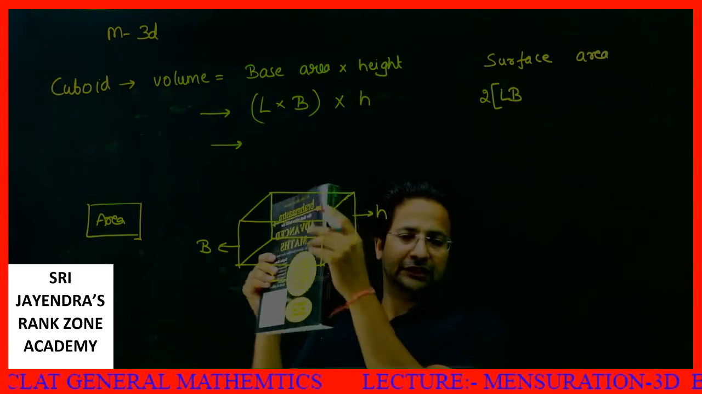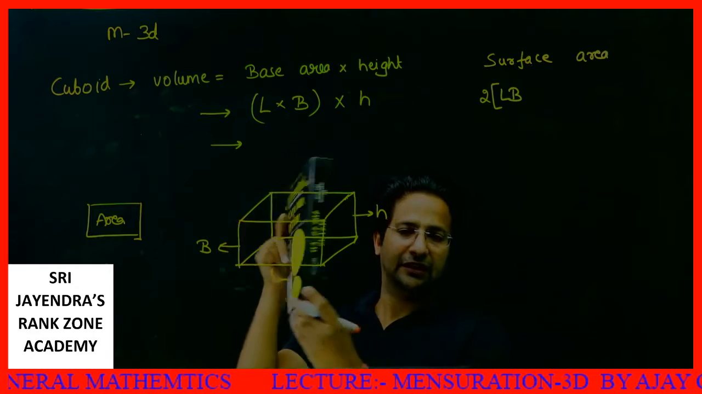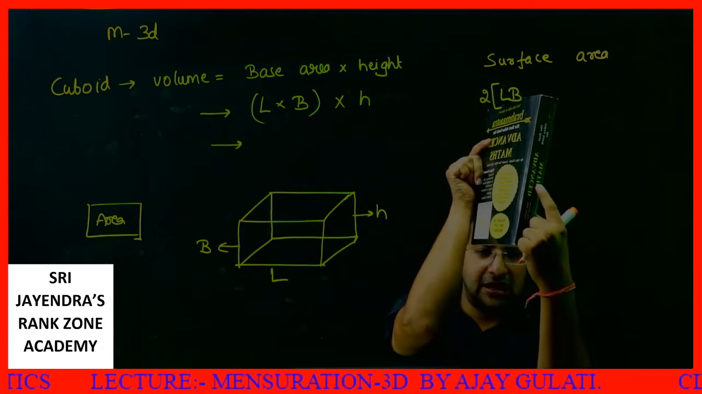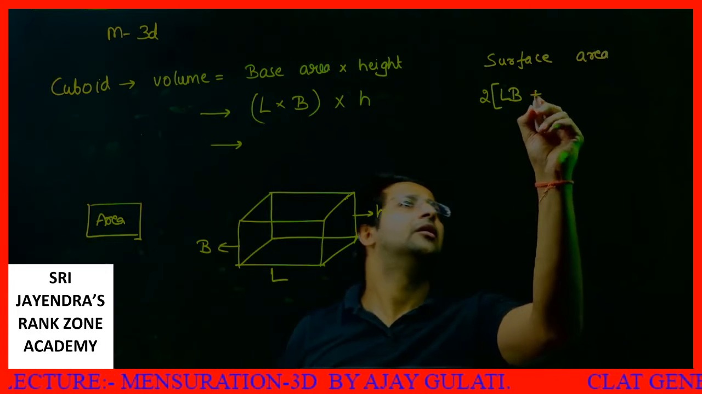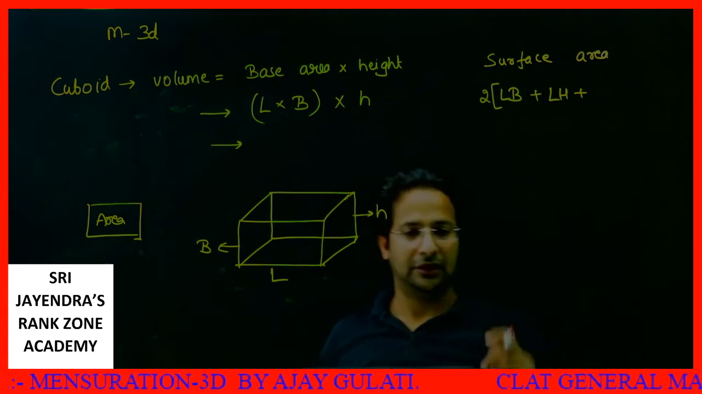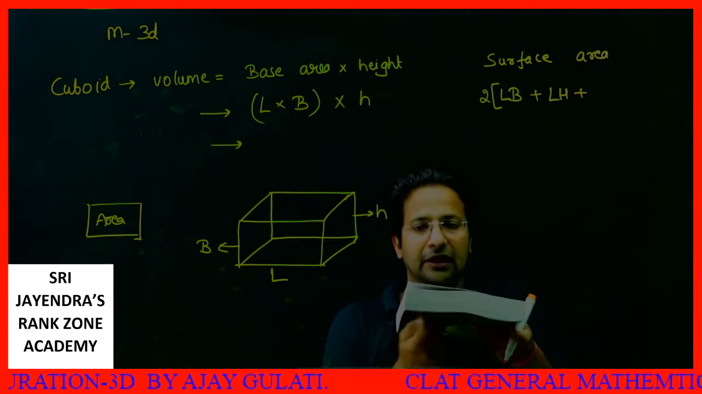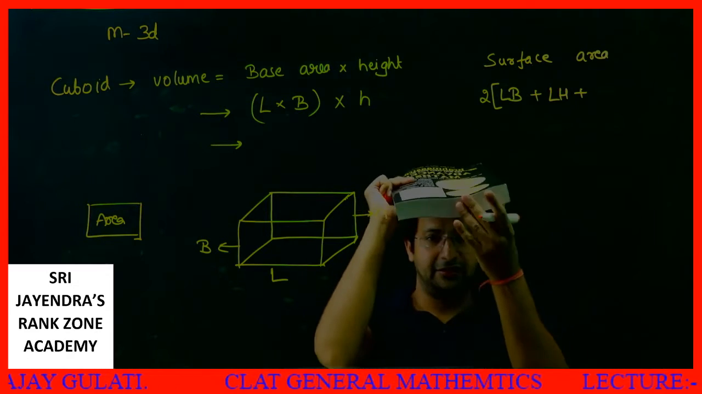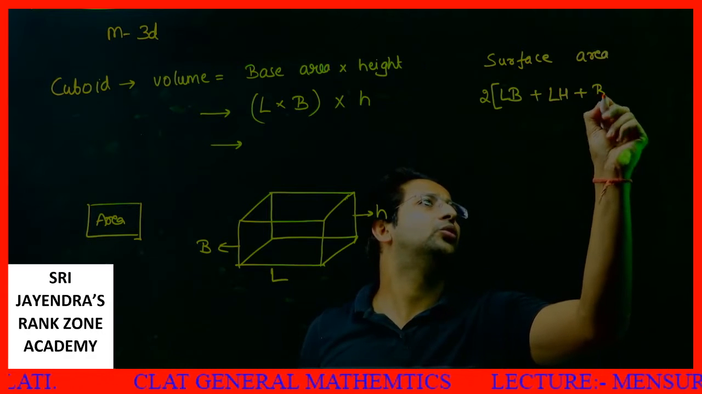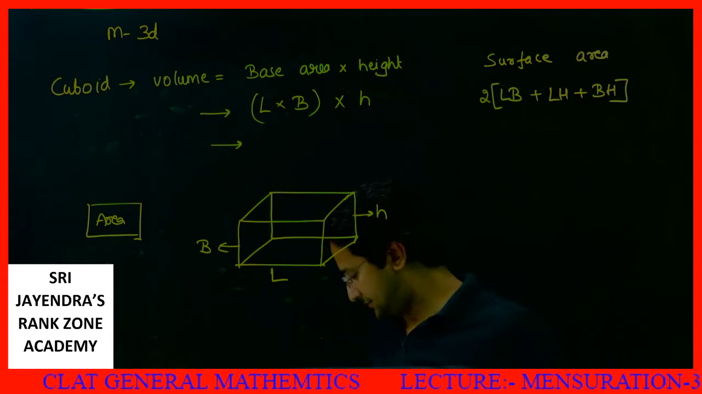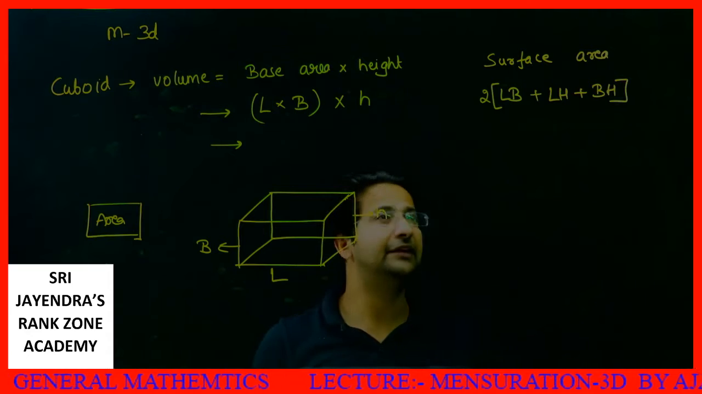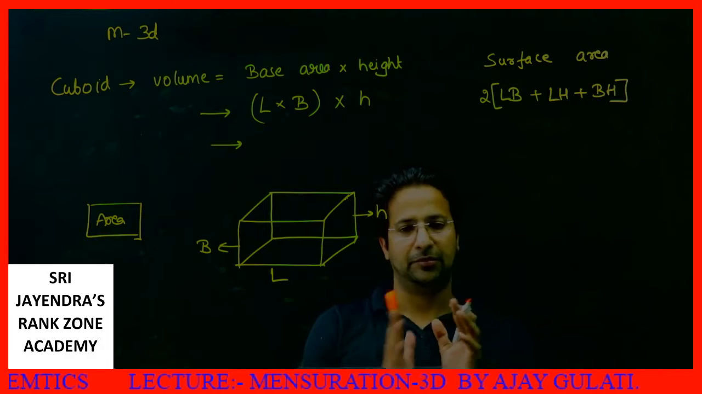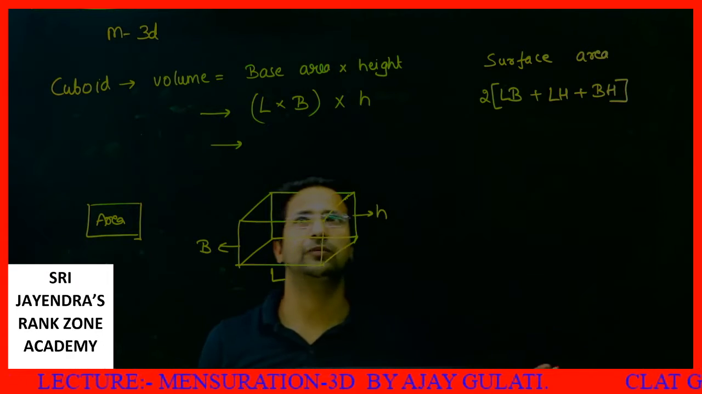Then see, if this is my length and this is the height, this is length into height, plus 2LH. And this is the breadth and this is the height. This breadth height in front side, this breadth height in back side, so we get 2BH. Getting, my dear students? So surface area is twice of LB plus LH plus BH. So far no doubts. I hope it must be clear.